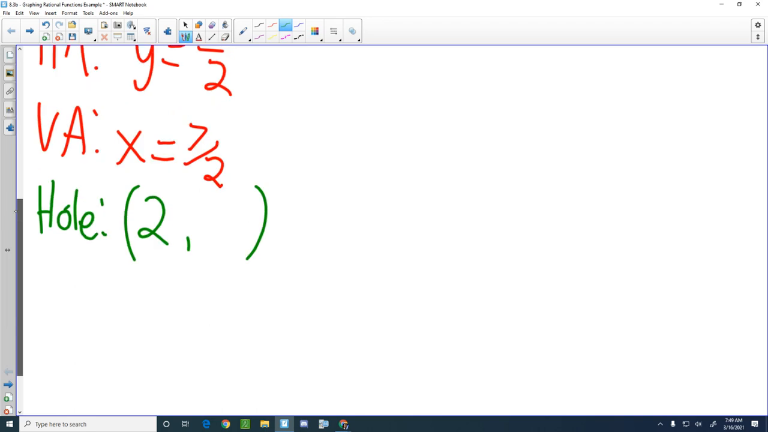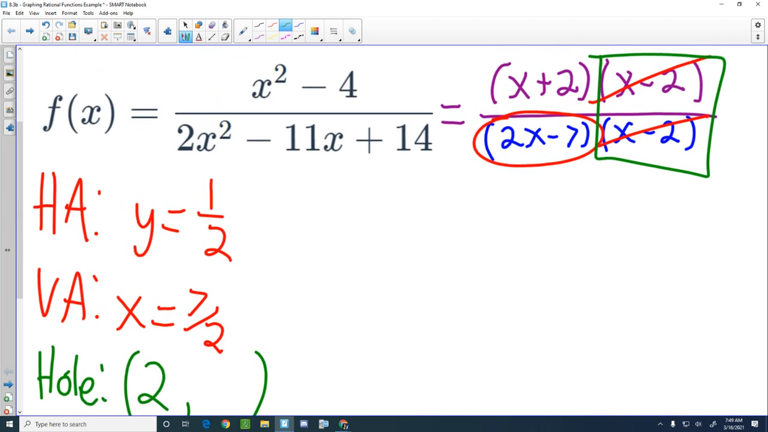To find the y-coordinate, we're just going to go to our simplified function. So after we simplified, we had x plus 2 over 2x minus 7. So that's our simplified rational function, right, after canceling out the x minus 2's. And essentially, this is our f of x, or our y now. And so if we have an x value and you want to find the y value, just plug that x number into the equation and see what you get for y.